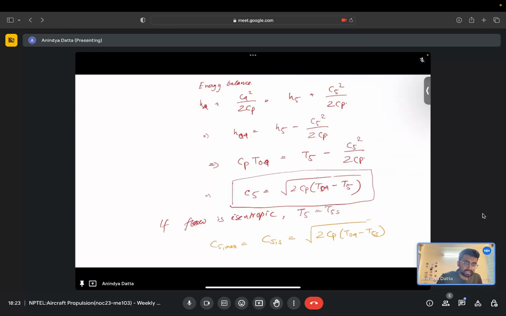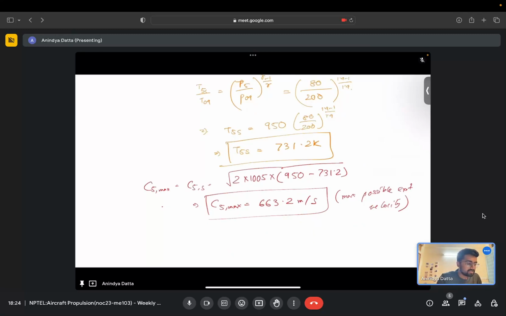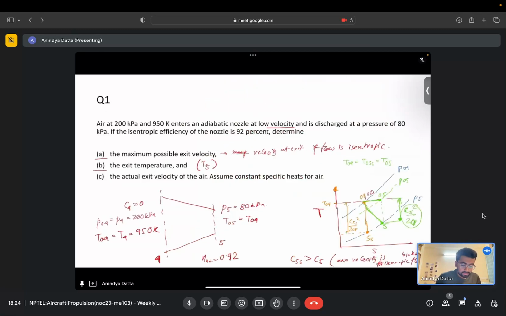Okay, so this is the expression for the velocity at the nozzle exit. When we have to find the maximum possible exit velocity, the flow will be isentropic and our exit temperature will be equal to T5s, the temperature attained if the process is isentropic at the end. And if the process is isentropic, we can use the isentropic relation with the pressure ratio to compute the static temperature at the nozzle exit, and then put in the values to compute the maximum possible exit velocity. Okay, all right, so this is the first part.